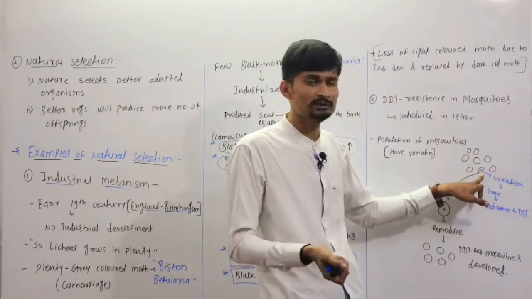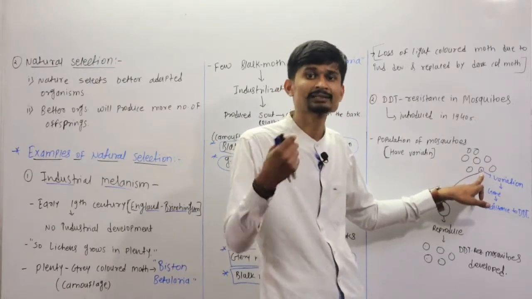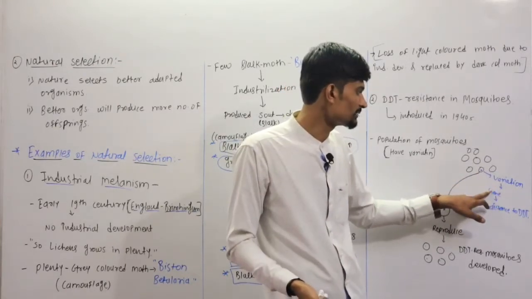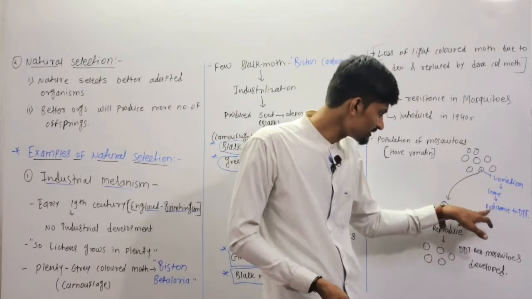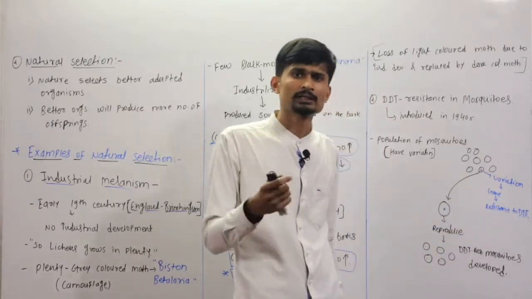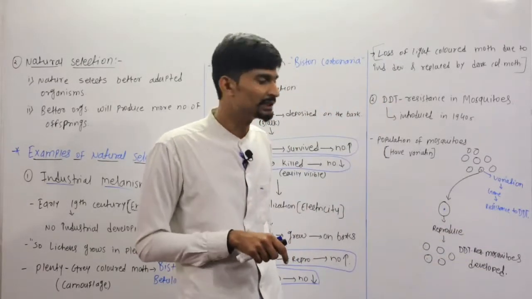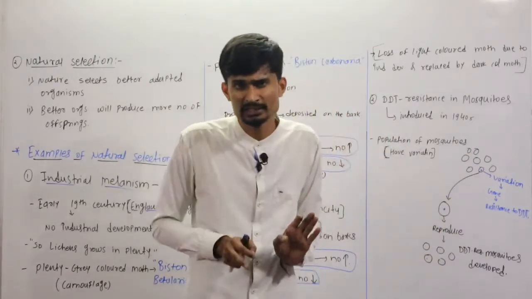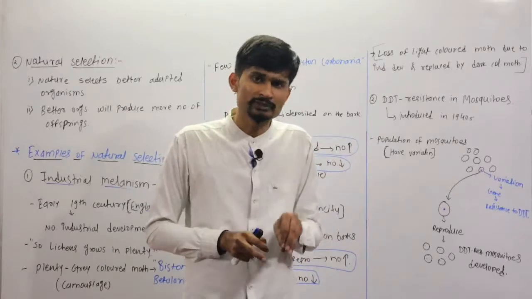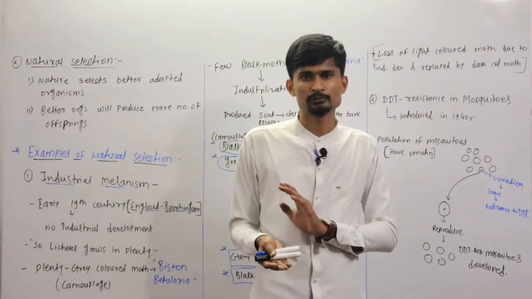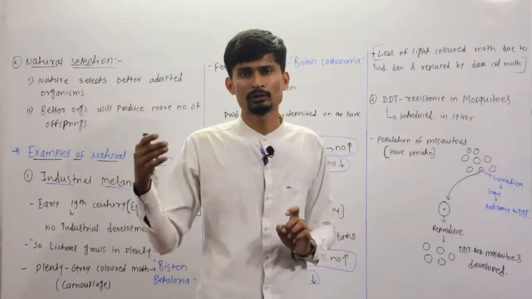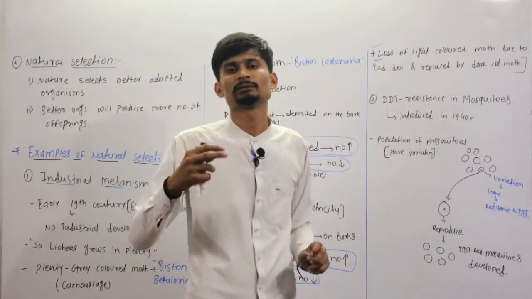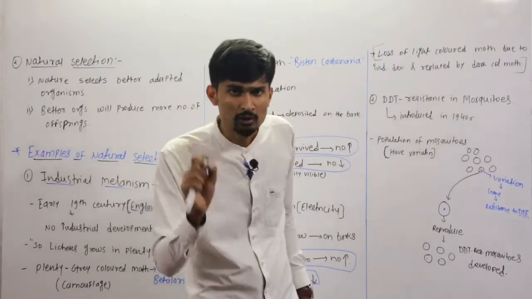Suppose this is a variant mosquito. So that variation is the gene, and that gene is resistant to DDT. But before introducing the DDT, there is no use of that gene, or there is no significance of that variation. Okay. So the variation may be useful or not useful, but after some time or according to the condition it may be useful to that particular organism.